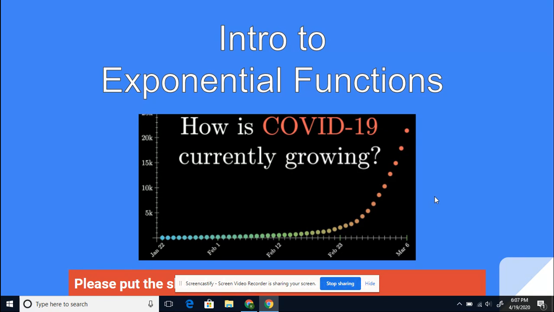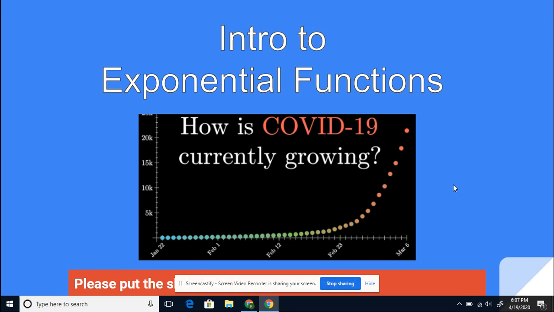Throughout exponential functions, we are going to learn how to write an equation of an exponential function. We are going to learn how to graph an exponential function, and we're going to revisit evaluating exponential function equations this week. So let's get started.